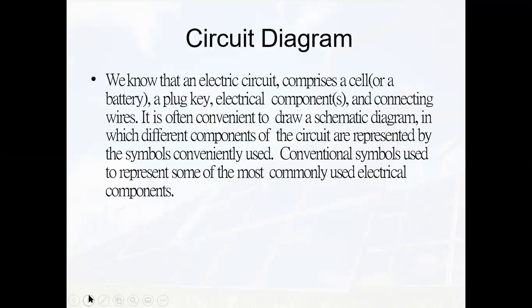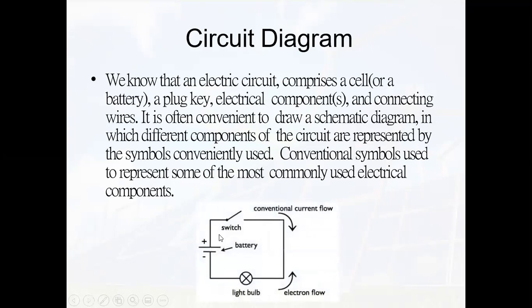Circuit diagram. We know that an electric circuit comprises a cell, battery, plug, electric components, and connecting wires. It is often convenient to draw a schematic diagram in which different components of the circuit are represented by symbols. Conventional symbols are used to represent some of the most commonly used electric components. This is the circuit diagram. Here we used the symbols of the components which are there in a circuit.